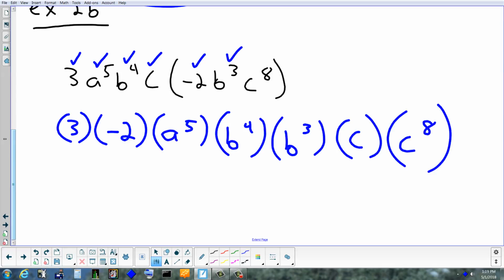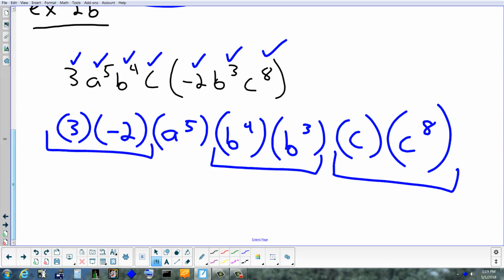All right. Now we'll go through. Those are like terms, and those are. What do you get when you combine the first two? Careful, you're multiplying. Negative 6, 3 times negative 2. A to the 5th is just kind of hanging out. There's nothing next to it. Just write it down.